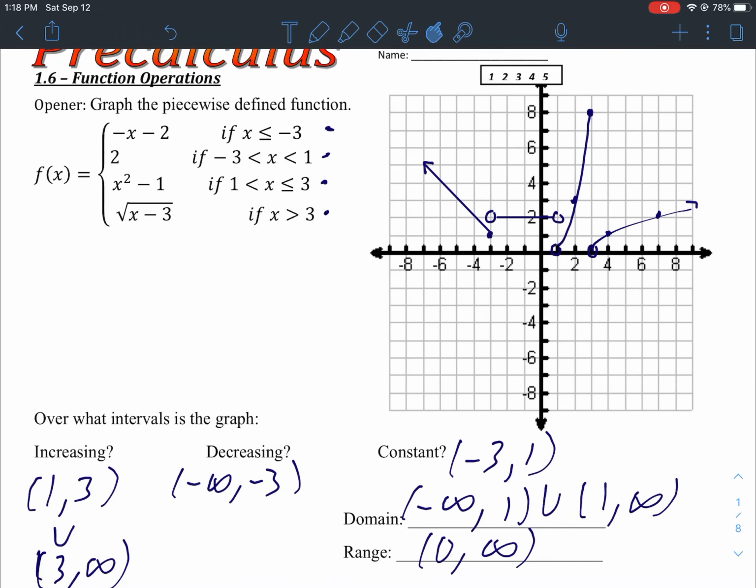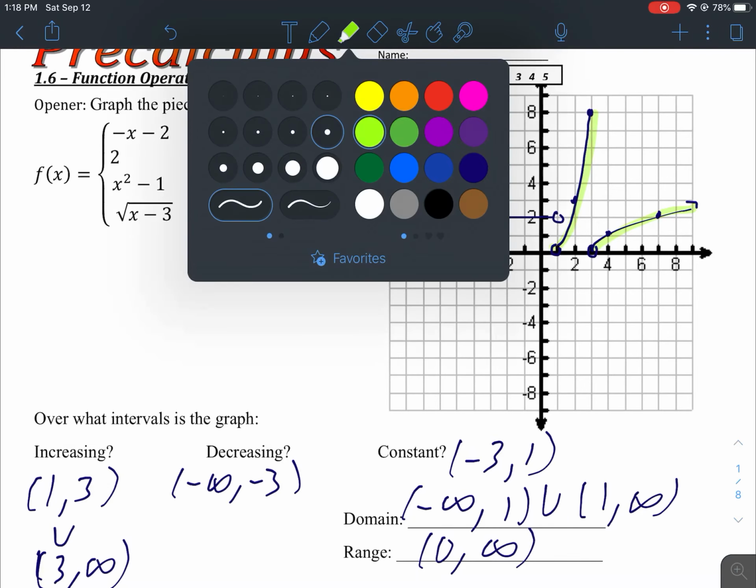Okay, and here are the answers that you should have come up with. Take a look at the piecewise function. You can see on the graph we are increasing from 1 to 3 and 3 to infinity. Be careful not to say 1 to infinity because it's not increasing at 3.